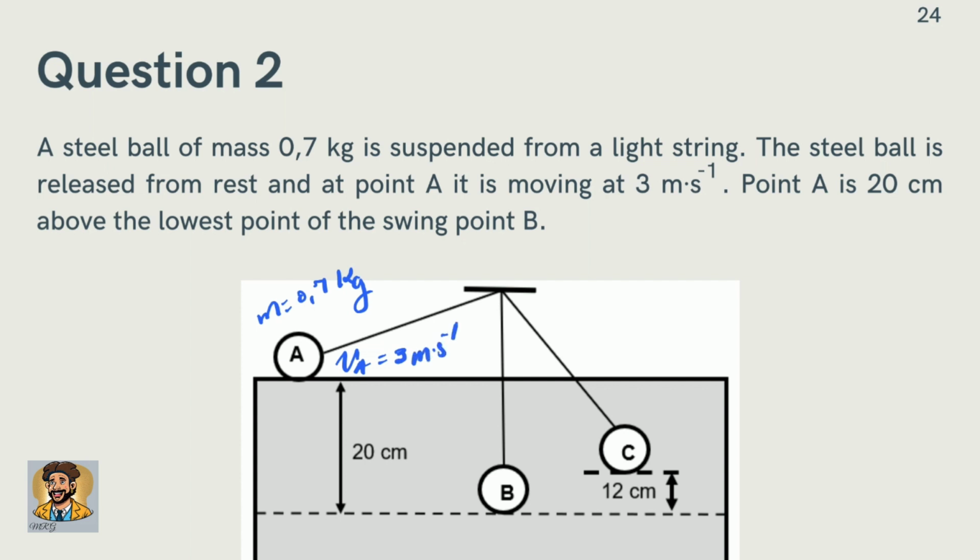Point A is 20 centimeters above the lowest point of the swing, point B. So it's 20 centimeters, you can see it there from the lowest point B. Remember, you cannot work in centimeters, so you convert this one. This will be equal to 0.2 meters. We're going to convert right here.